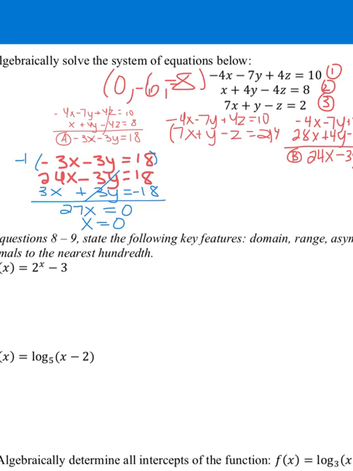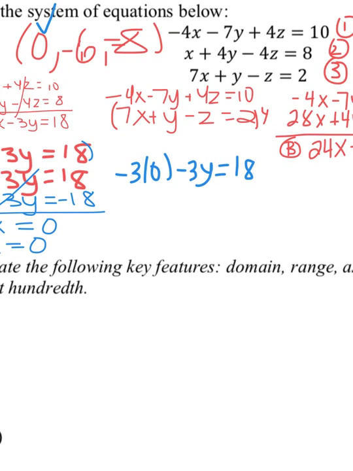Once you know one, you're just doing a substitution to get all of the rest of them. So x is equal to 0, so this works because x equals 0 is the answer that I got before I even started the question. So now I have negative 3 times 0 minus 3 times y equals 18. I'm getting this from equation A. So 0 minus 3y equals 18. That's going to give me y is equal to negative 6, which is what I have up here.